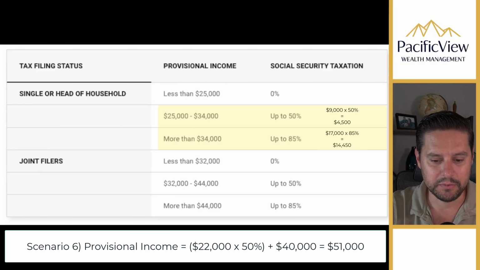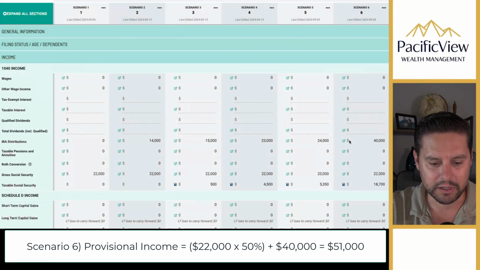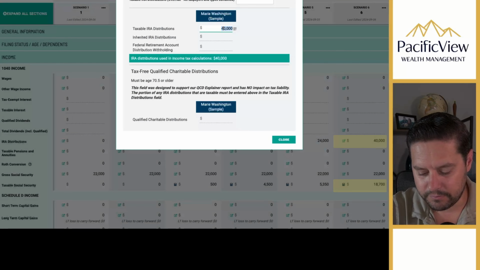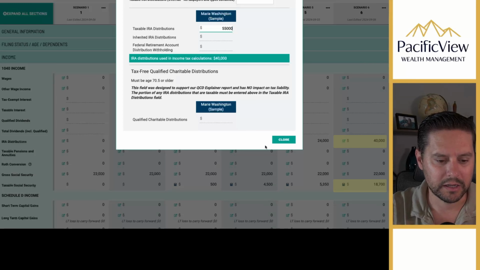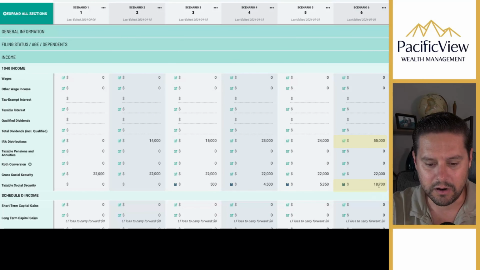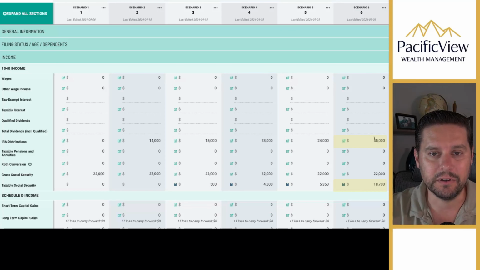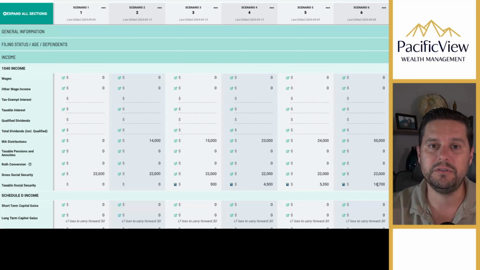So this person, I could go back to the screen share and change this to $55,000. It's not going to change how much of our benefits are taxed. It's always going to stop at $18,700. They kind of reach their cap. And this is obviously going to be different for every single person. But in this case, being that they have $22,000 in benefits, $18,700 is the most that is going to be subject to federal income taxation.